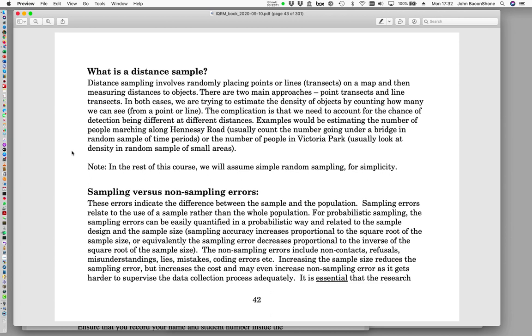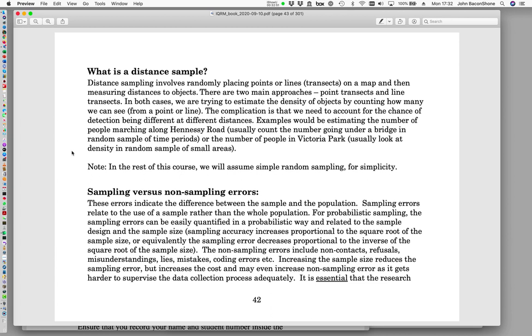Or a coding error means that the person who's inputting the data writes it down wrong. So these are all reasons why the data may be incorrect. Now, increasing the sample size, we've already said, reduces the sampling error, but generally the cost will go up. Usually the cost goes up at least proportional to the sample size, even though the accuracy only goes up proportional to the square root of the sample size. So the benefit of bigger and bigger samples gets less and less relative to the sampling error.